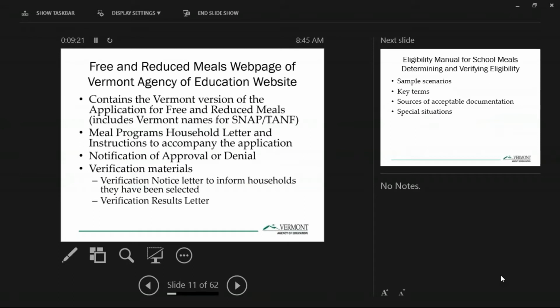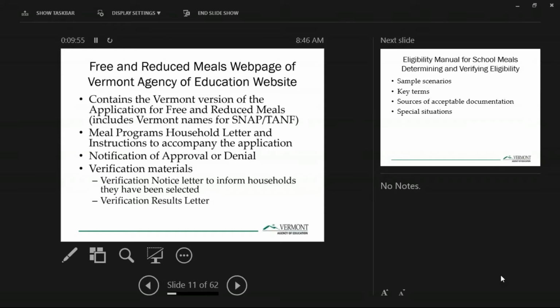Our free reduced price meal webpage also contains our Vermont specific version of the application for free reduced price meals. It is Vermont specific because in Vermont, SNAP, which is the Supplemental Nutrition Assistance Program, formerly known as food stamps, is referred to as 3 Squares VT. And TANF, which is Temporary Assistance for Needy Families, formerly welfare, is referred to as Reach Up in Vermont. So we make sure that we have the Vermont terminology on there so folks are more familiar with that language.